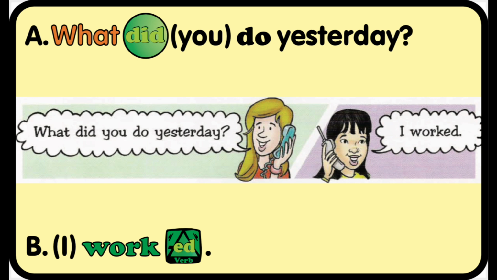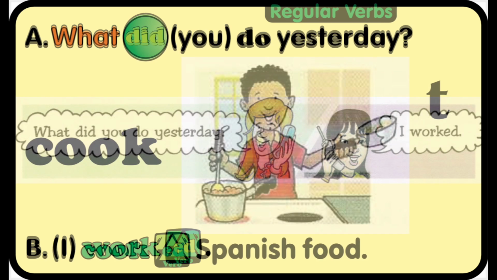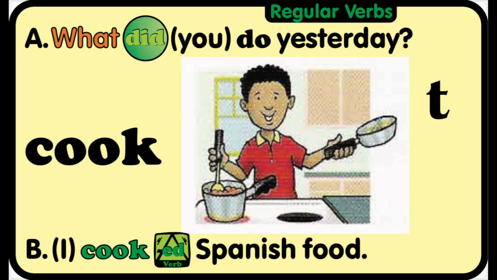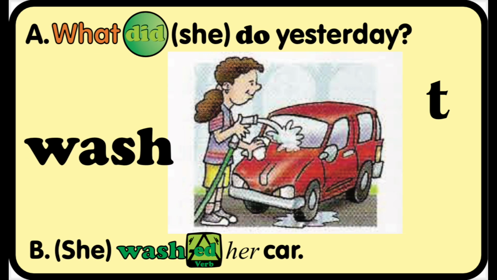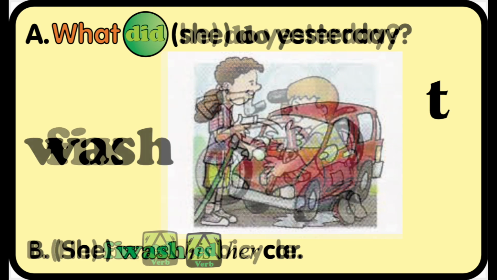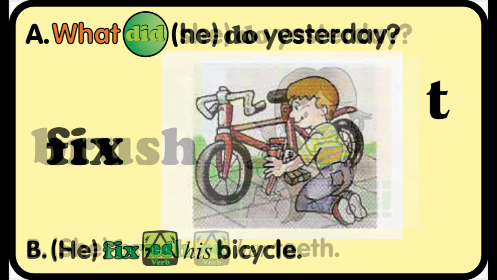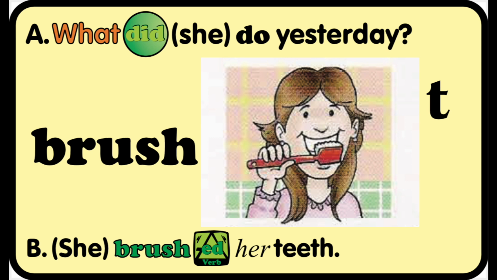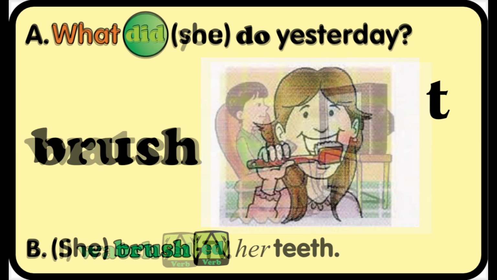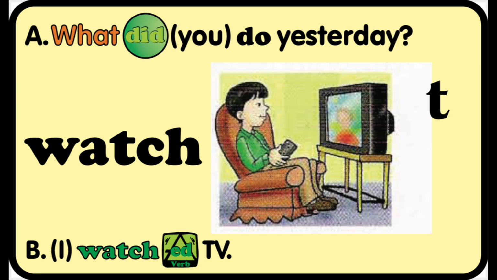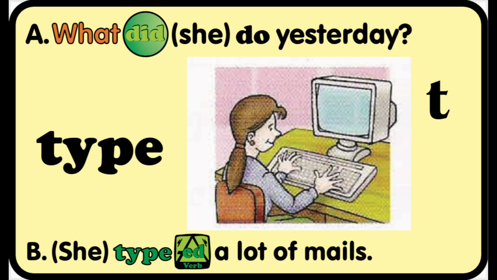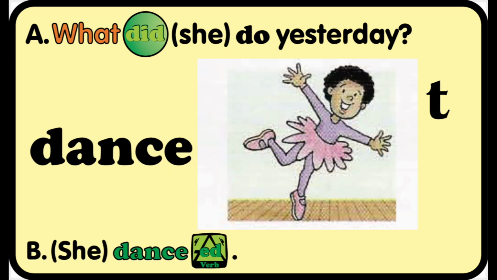What did you do yesterday? I worked. What did you do yesterday? I cooked Spanish food. What did she do yesterday? She washed her car. What did he do yesterday? He fixed his bicycle. What did she do yesterday? She brushed her teeth. What did you do yesterday? I watched TV. What did she do yesterday? She typed a lot of emails.